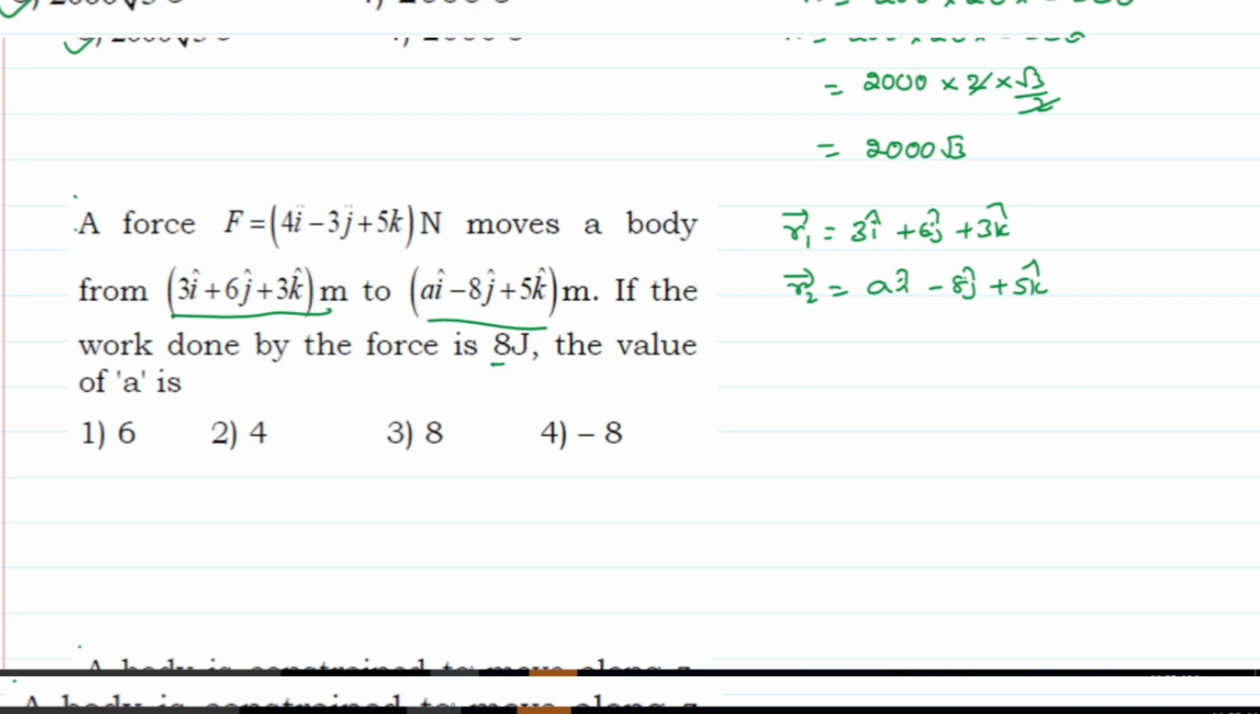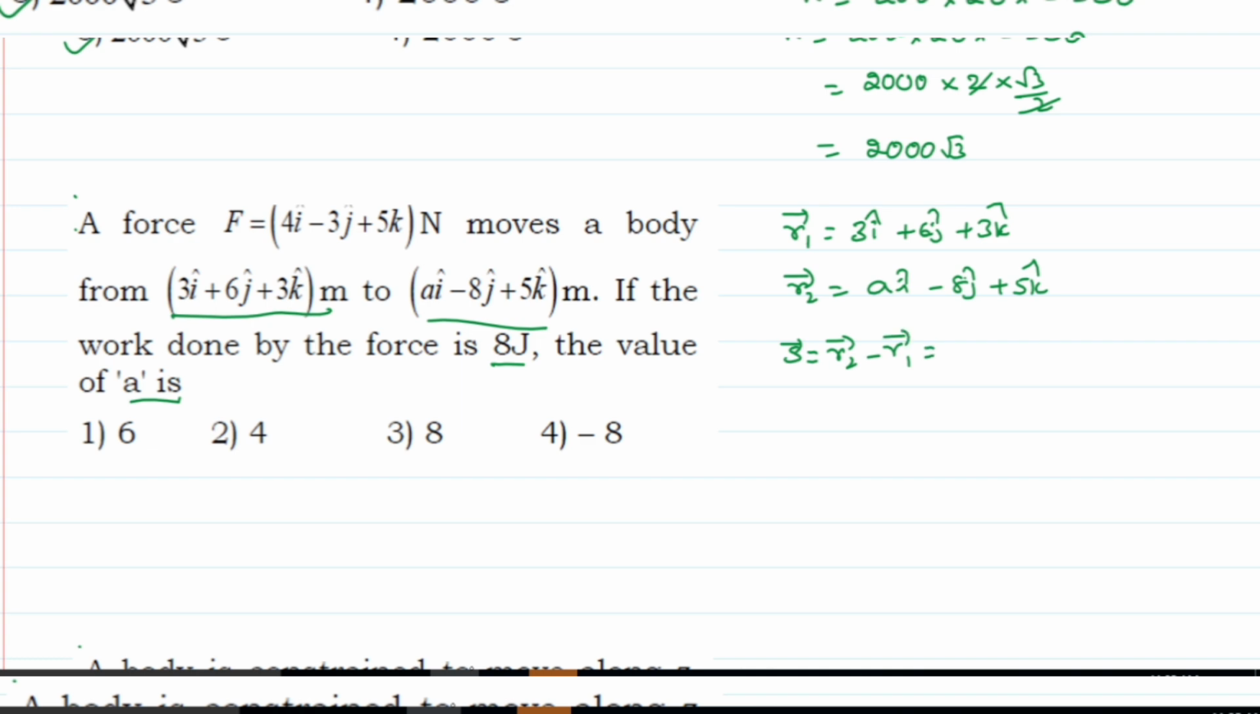If the work done by the force is 8 joules, the value of a is what they are asking. So here the body is going to be displaced from one position to another position. First we need to calculate the displacement. Displacement equals the final position vector minus the initial position vector.